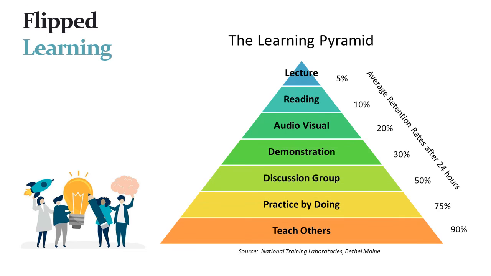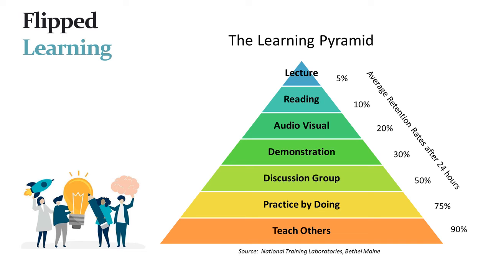Flipped learning, the learning pyramid. We see the average retention rate after 24 hours. We have to notice the percent of retention when you apply these skills. For example, in a simple lecture, your retention is 5%. When you're reading, 10%. When you use audiovisual, your retention is 20%. Demonstration, 30%. Discussion group, 50%.